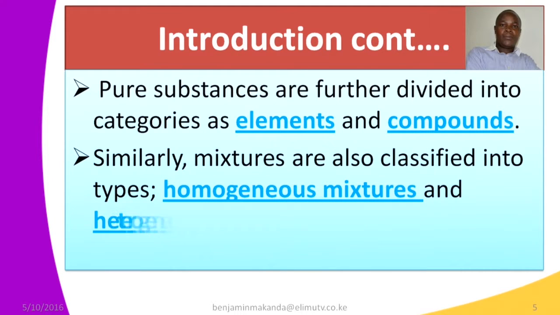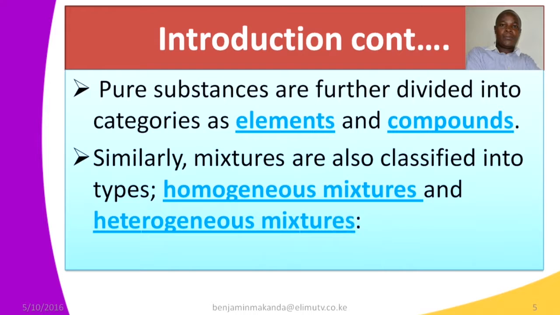Similarly, mixtures are also classified into two types, and these are homogeneous mixtures and heterogeneous mixtures. Going back to the first point, pure substances are further divided into categories as elements and compounds. So we have pure substances, but still you can classify them as elements. We can also classify them as compounds. Now, mixtures can also be classified into two. They can be either homogeneous mixtures or heterogeneous mixtures.